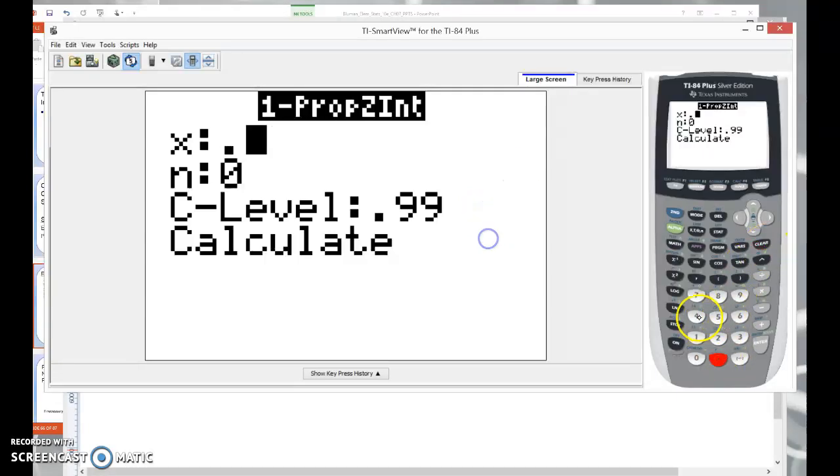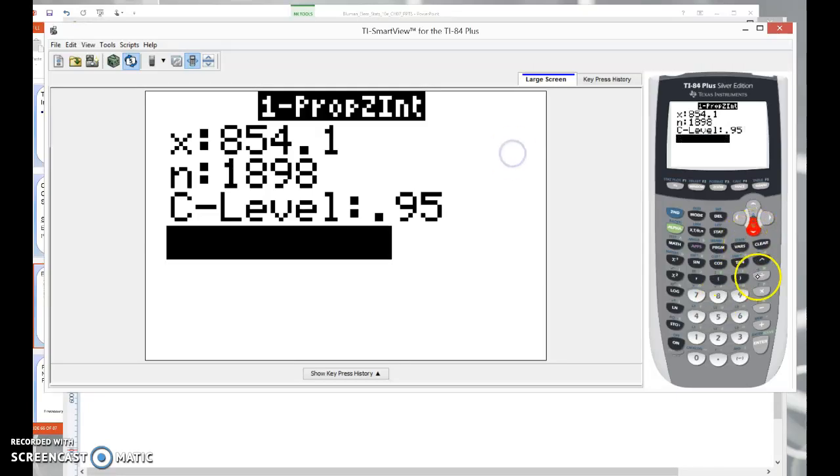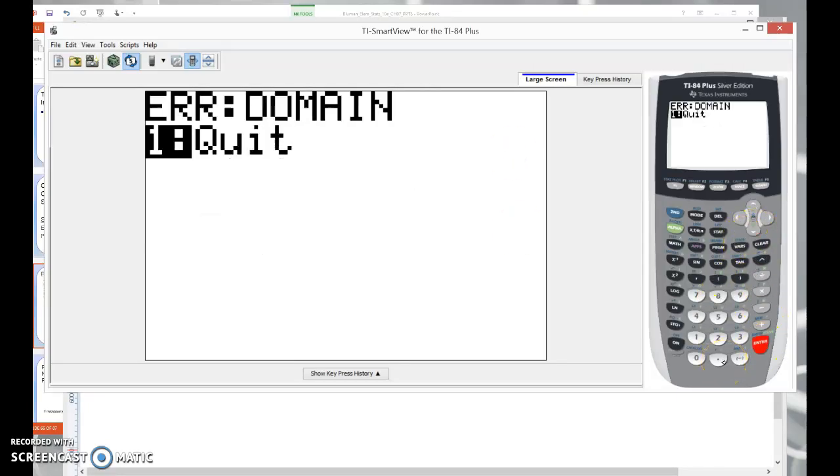clear, 0.45 times how many people were in the survey, 1898. And then the number in the survey was 1898. My confidence interval was 95%. And then go down to calculate. I was wondering if it was going to do that.